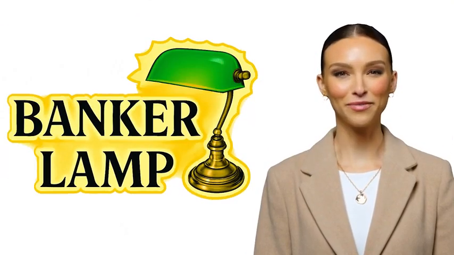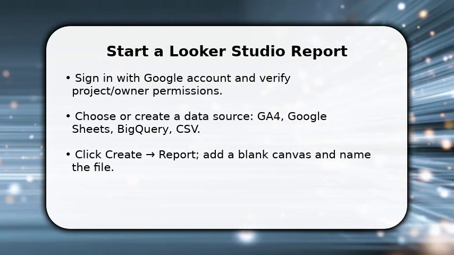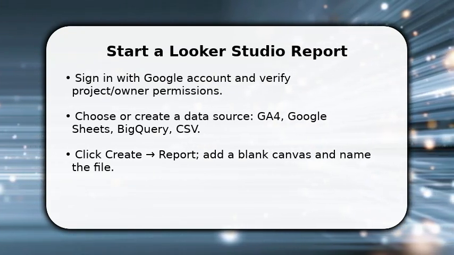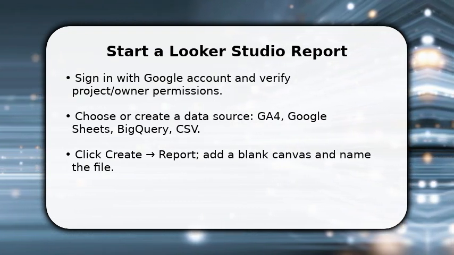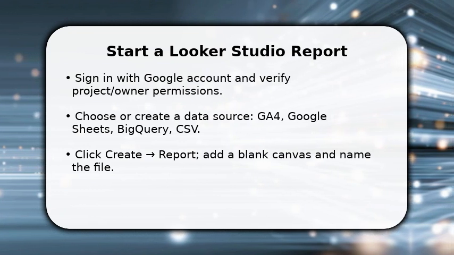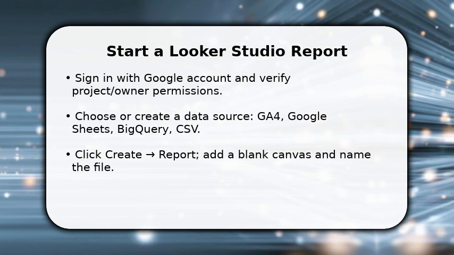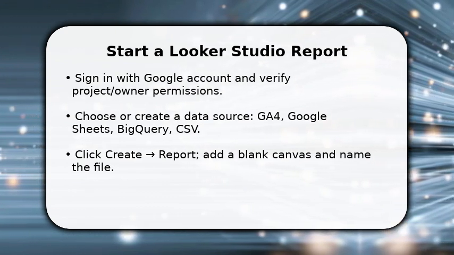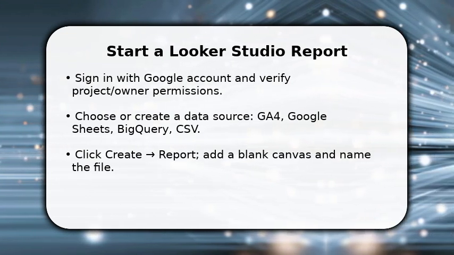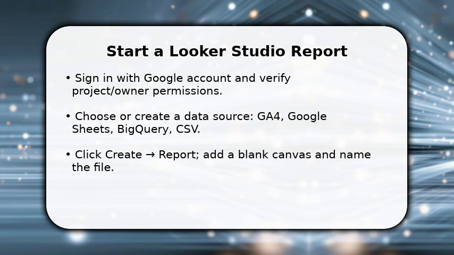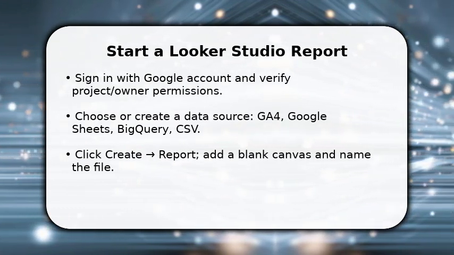Please enjoy the video. You sign into Google and confirm you have edit rights. That matters because access controls determine which connectors you can add. Once done, pick or create a data source, GA4, Sheets, BigQuery, or uploaded CSV, so your visuals will pull live data. Then click Create and open a blank report canvas, name the file for clarity, and drag a sample chart onto the canvas to start. This first step ensures your workspace, permissions, and source are correctly linked before building visuals.